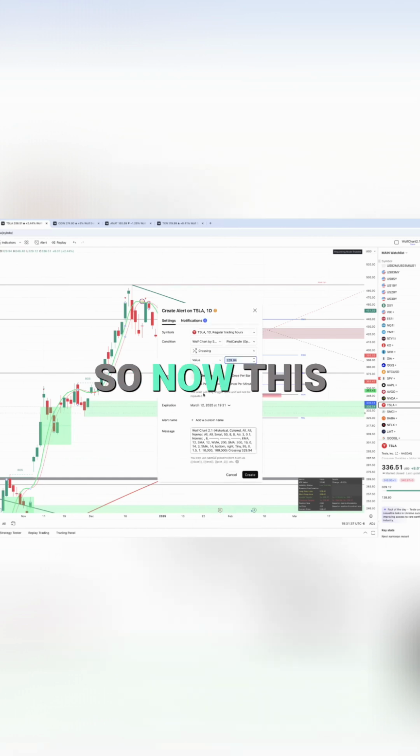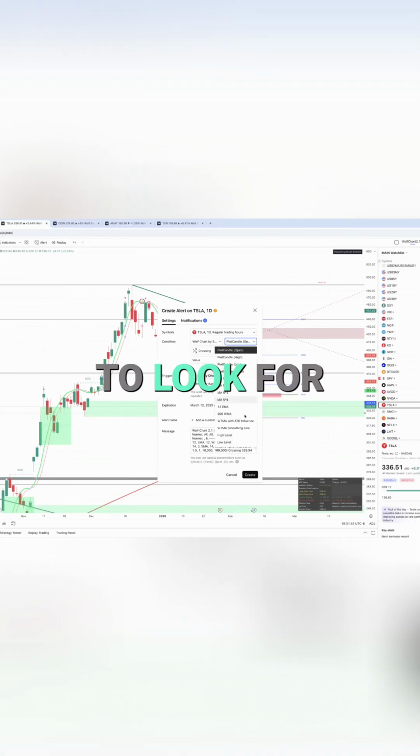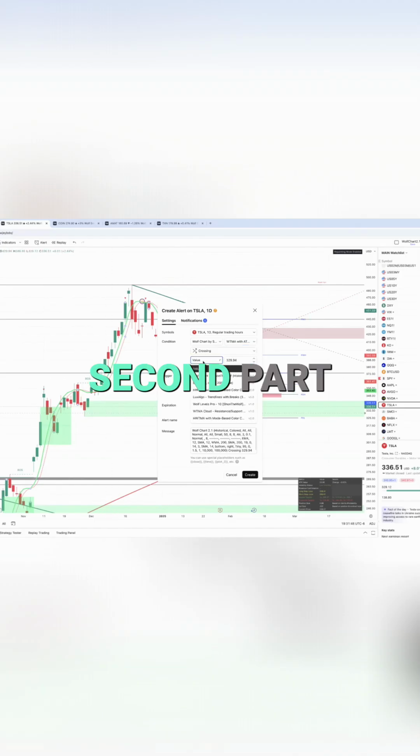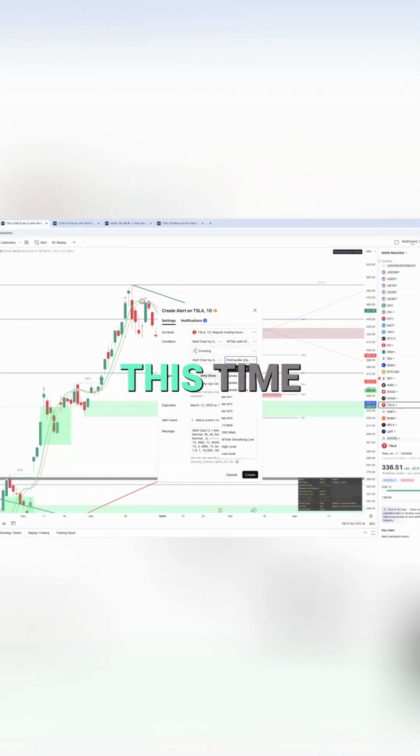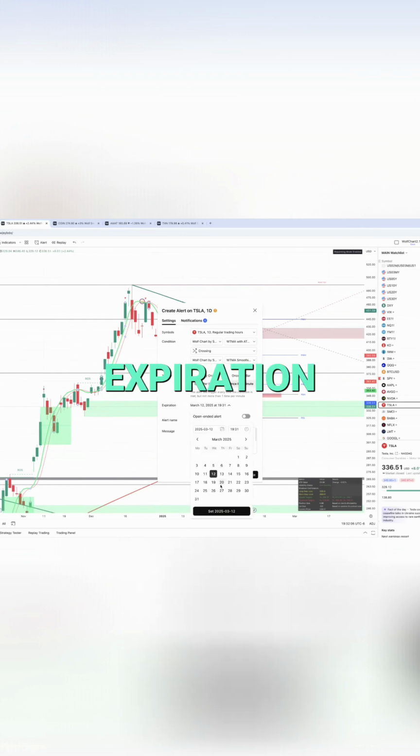All right, so now this is going to give us a condition. For the first part of the condition, we want to look for the Wolf Trend Moving Average with ATR influence. That's the green line. In the second part, you want to come to Wolf Chart by Shon-TheWolf again, and this time choose the Wolf Trend Moving Average smoothing line, which is that red signal line. So now on a daily time frame for Tesla, you can just set this to once per minute, change your expiration date and push it out as far as you can push it.